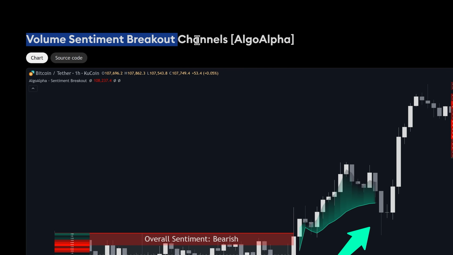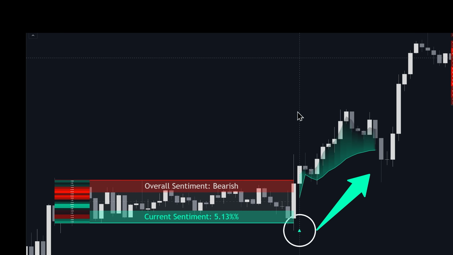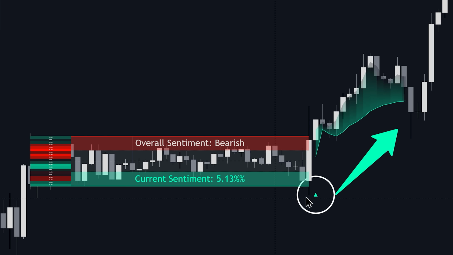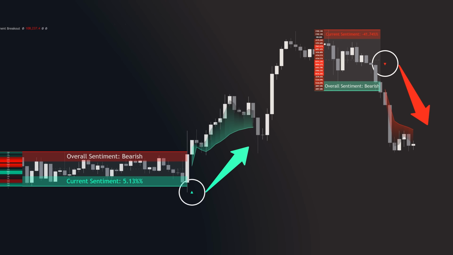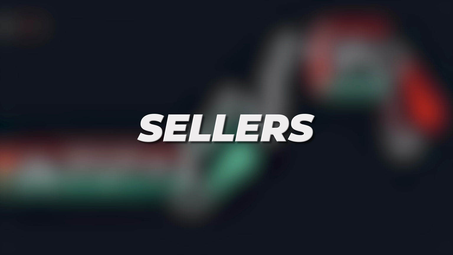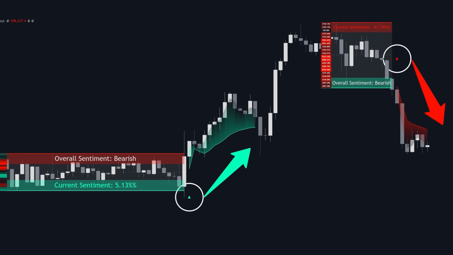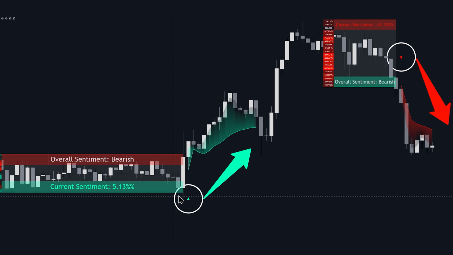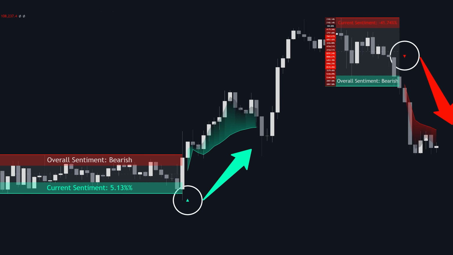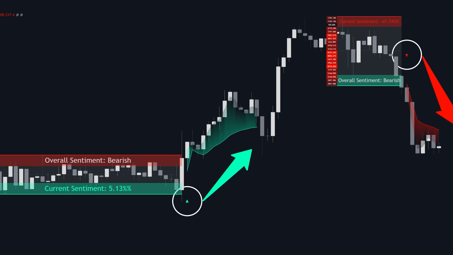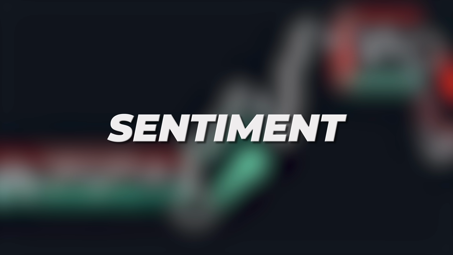Volume Sentiment Breakout Channels draws smart boxes around price to show where the market compressed, then paints who did the work inside the box, buyers or sellers. When price finally breaks, you're not just seeing a line get crossed, you're seeing a shift in conviction backed by the participation inside that range. That's the edge, breakout plus sentiment.